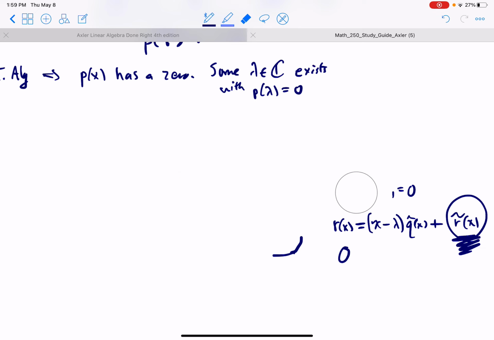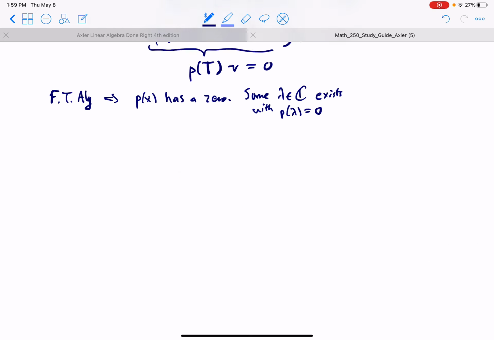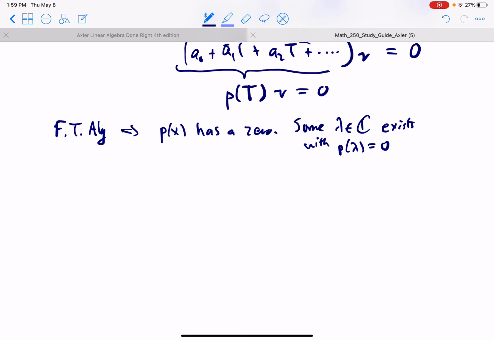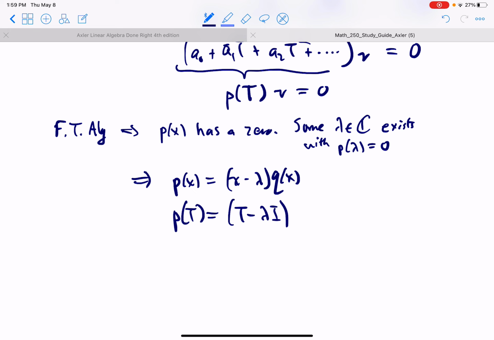So that was a proof actually from chapter 4, but just so you know how this works, p of x has a 0, so that implies p of x equals (x minus lambda) times some other polynomial q of x plus no remainder, okay? So that means p of T is (T minus lambda I) times q of T, okay?